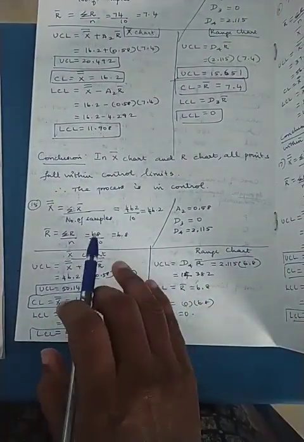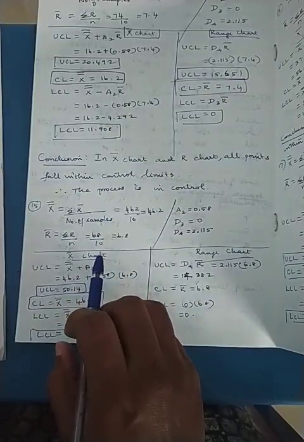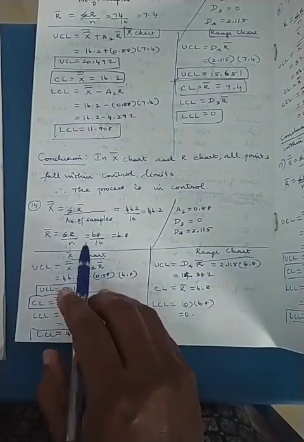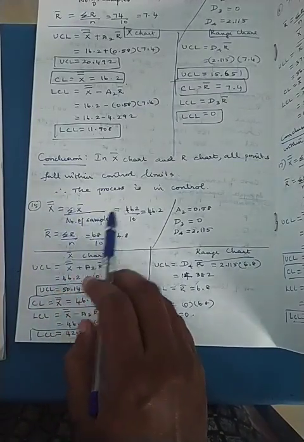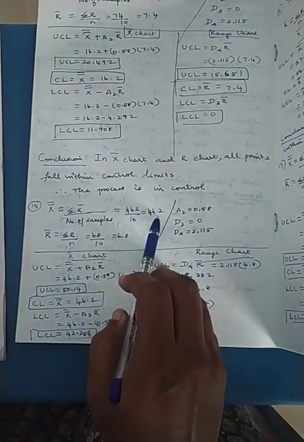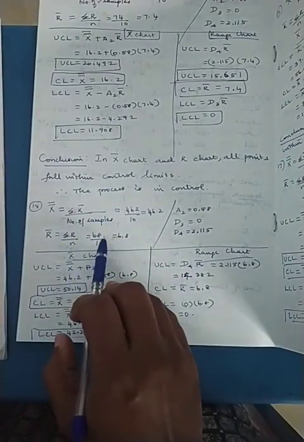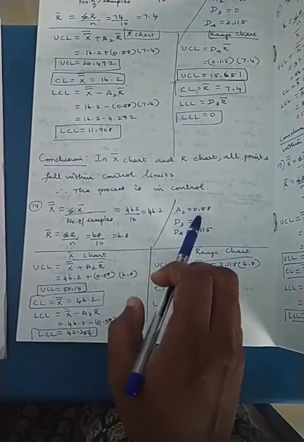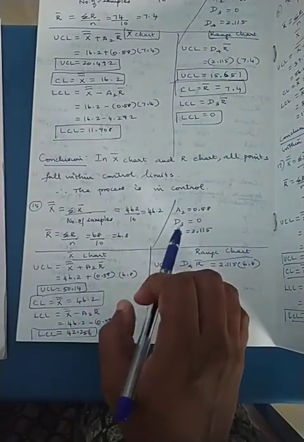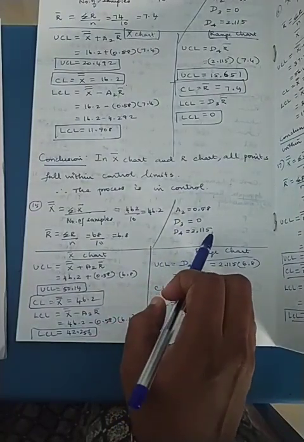The 15th problem is they have given again the x bar and r. Okay. Now we can use the same formula, x double bar equal to sigma x bar divided by number of samples, 462 by 10, that is 46.2. Then for r bar, sigma r by n, that is 68 by 10, which is equal to 6.8. Now A2 equal to 0.58, D3 equal to 0 and D4 equal to 2.115.